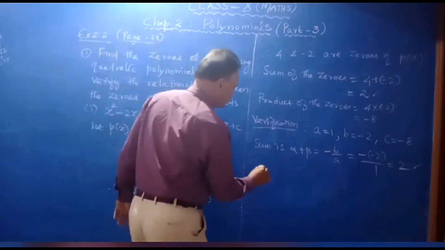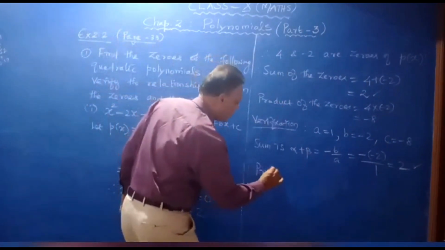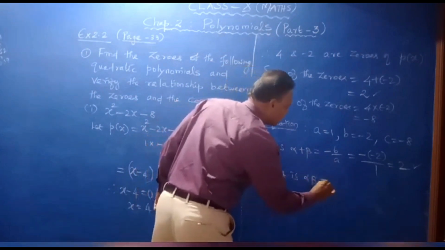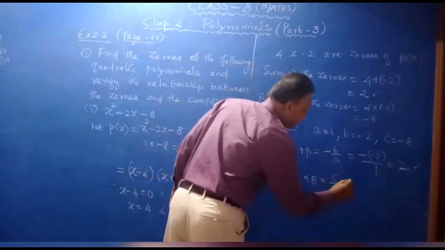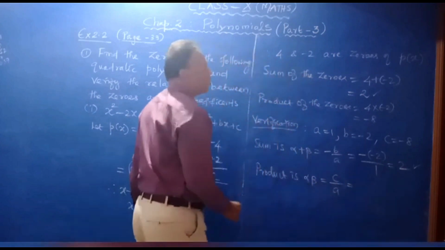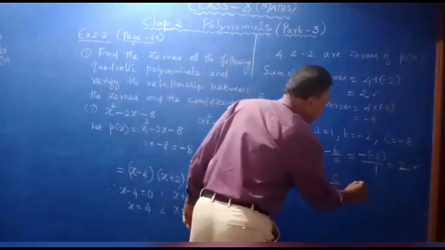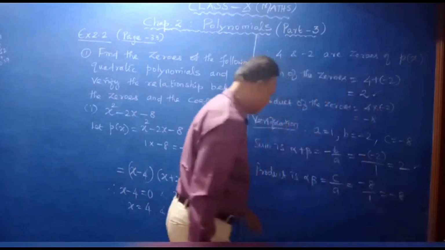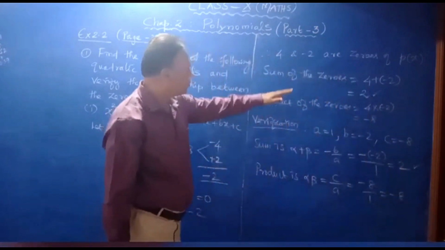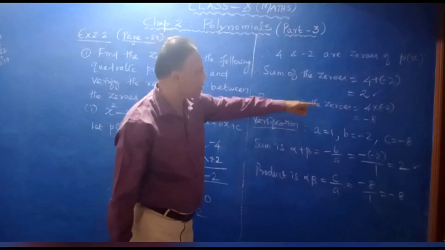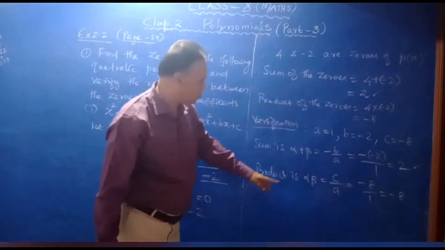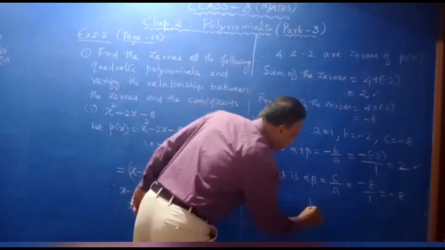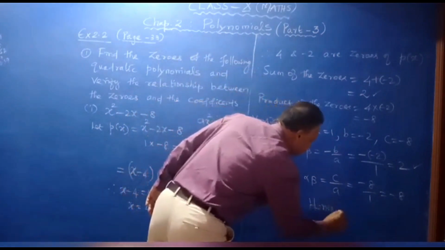Again, the product of the zeros. Product alpha beta is equal to c by a. Remember. Now, what is c here? Minus 8. What is a? 1. That is equal to minus 8. You just check. By using the zeros, you got the product minus 8. By using coefficients, you got minus 8. Here, hence verified. Both are the same. Hence verified.